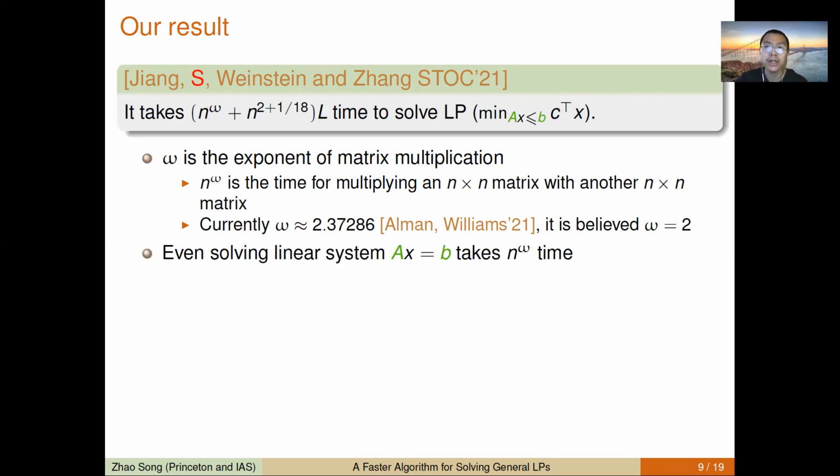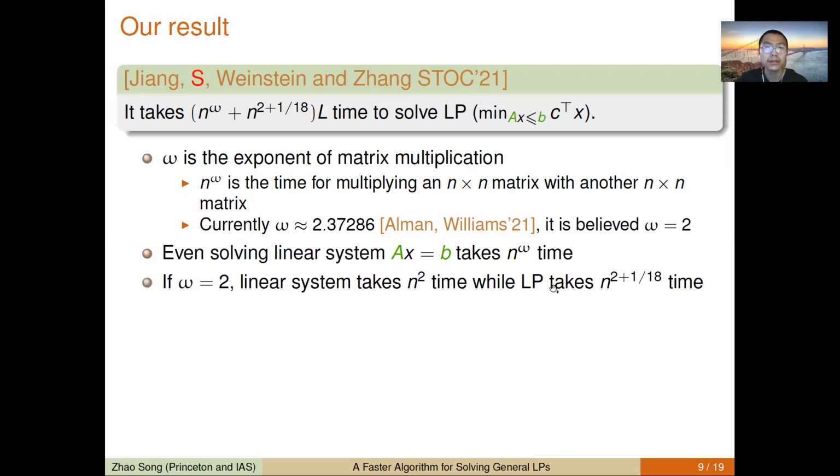I would also like to justify why our algorithm is optimal in some sense, because even if you want to solve a linear system in the worst case, it already takes omega time. A linear system means you just want to solve AX equals B, without the c transpose x in LP. So if omega equals 2, a linear system takes about n squared time. However, LP will stop at n to the 2 plus 1/18.